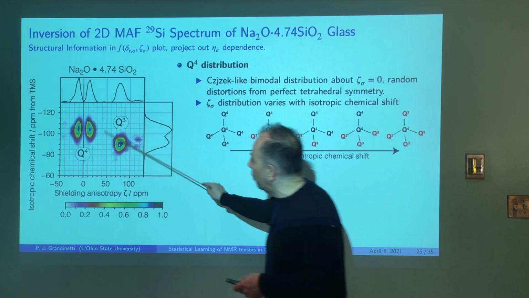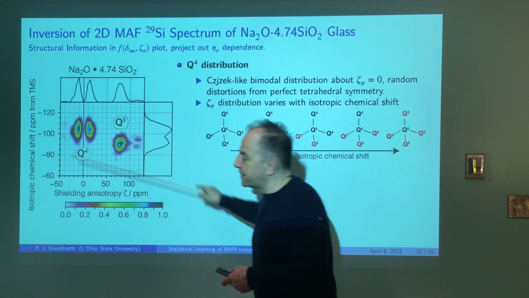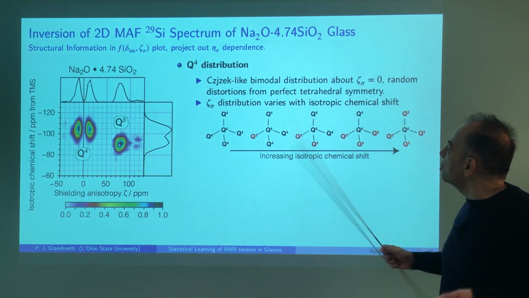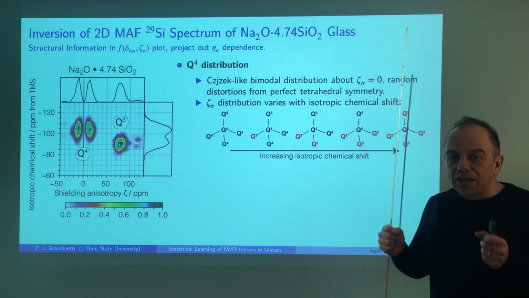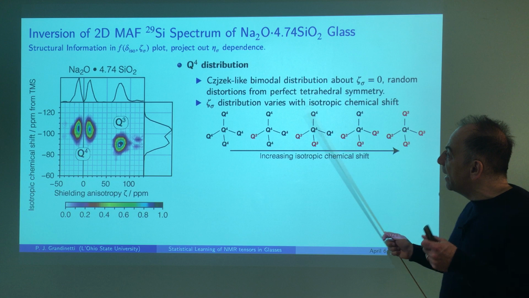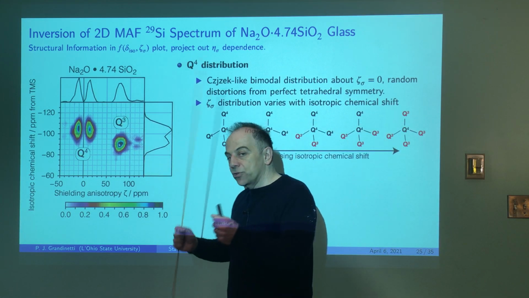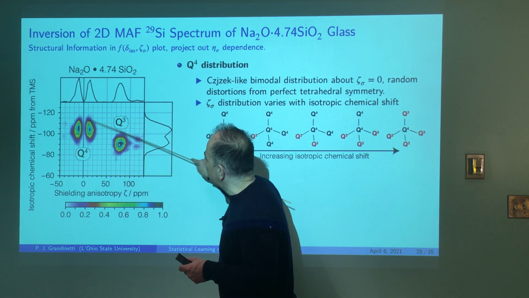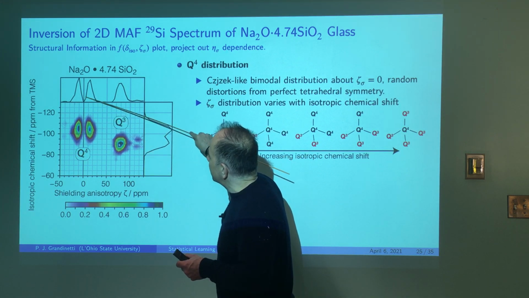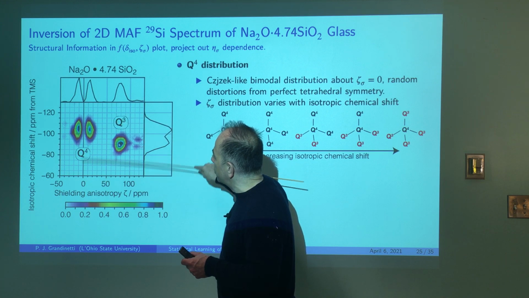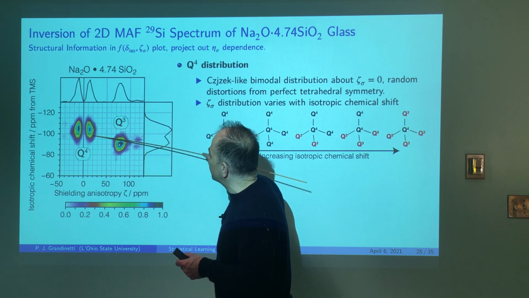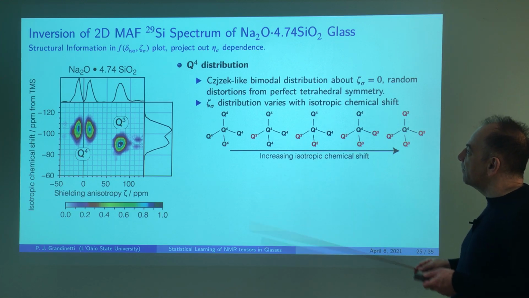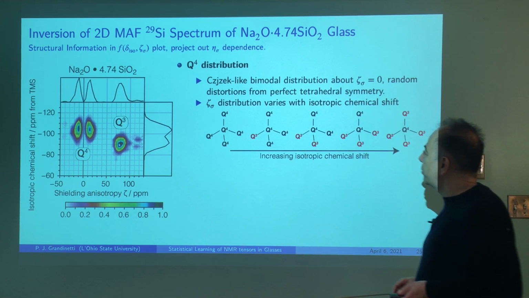First of all, for the Q4, this is what I call the CZSimple-like distribution. You have random distortions away from a perfect tetrahedron, which is what's happening in the Q4. And that random distortion leads to sometimes positive zetas, sometimes negative zetas. And so you get this distribution where it's centered about zeta equals 0, but it peaks on both sides, so it's bimodal. And that's expected for this Q4 shielding anisotropy.